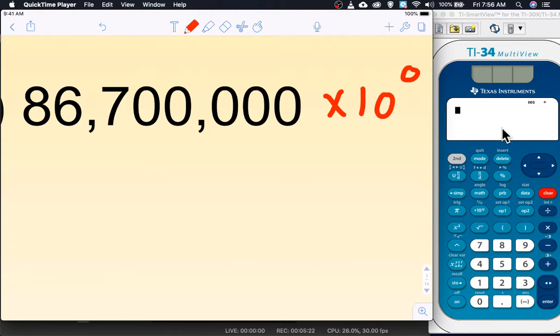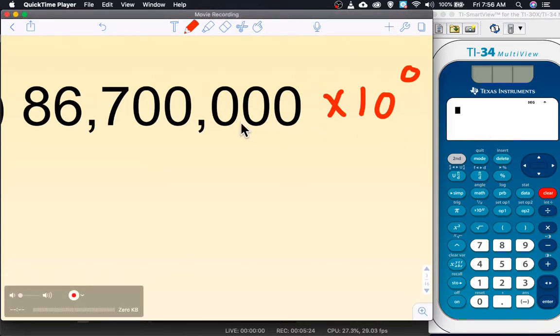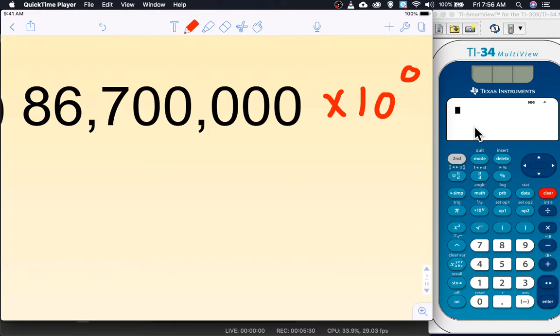Now, in scientific notation, we would want this number out front to be a 1-digit number. We want one value in front of the decimal, which means we would want the decimal to be right here, 8.67. So here's what I'm going to write. I'm going to write 8.67 times 10. I'm not going to put a 0 this time because we're actually going to figure out what it should be.